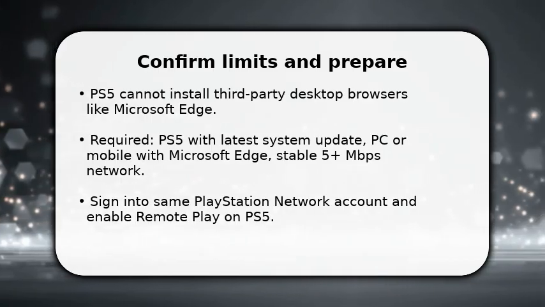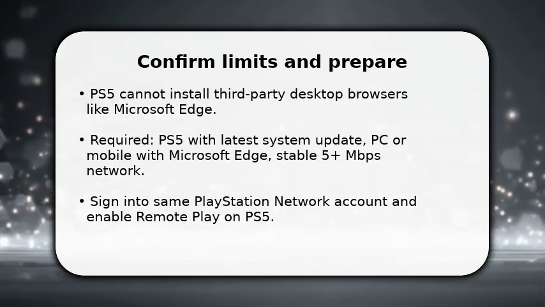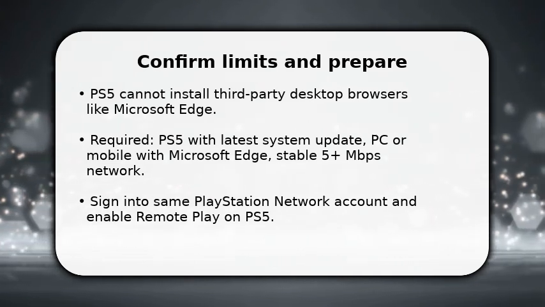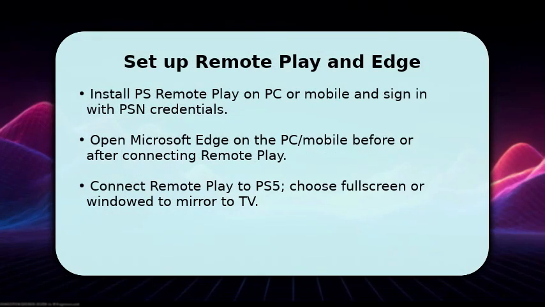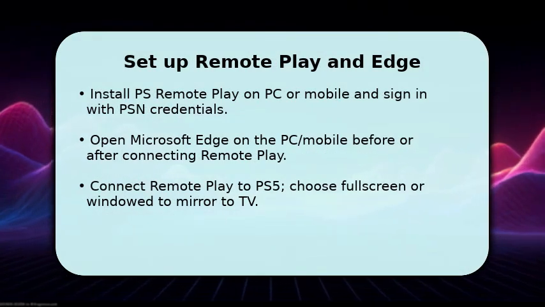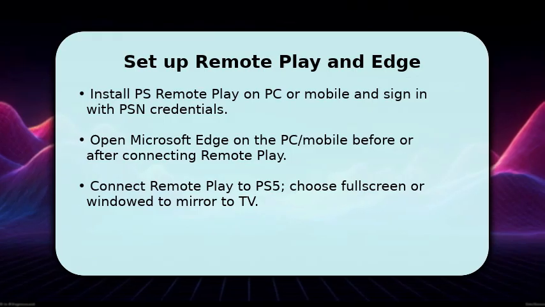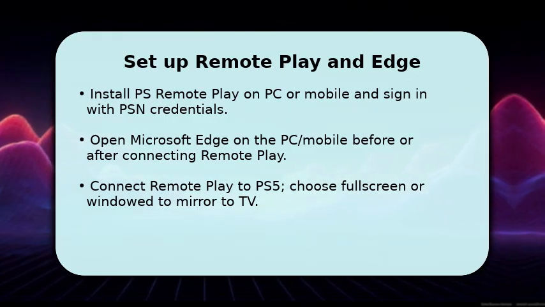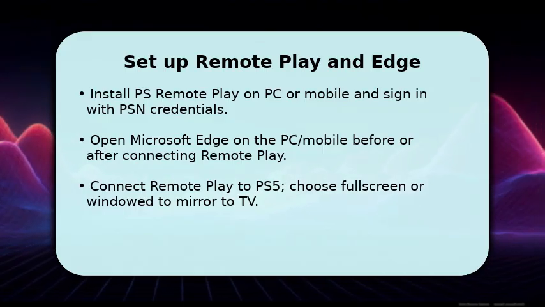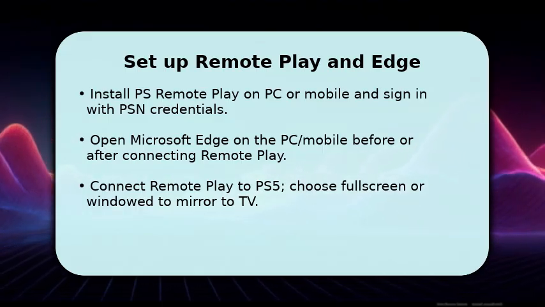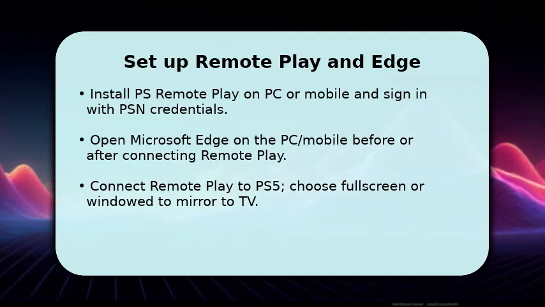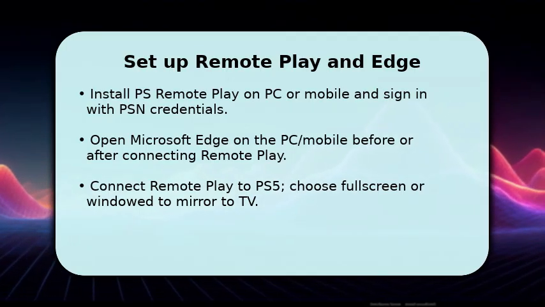Once done, download and sign into the PS Remote Play app on the PC or mobile device where you'll run Microsoft Edge. On your PC or mobile, install and open the PS Remote Play app and sign in with the same PSN account used on the console. Connect the DualSense or use the on-screen controller so input works. Launch Microsoft Edge on that device. You'll be running Edge locally while controlling the PS5 through Remote Play.